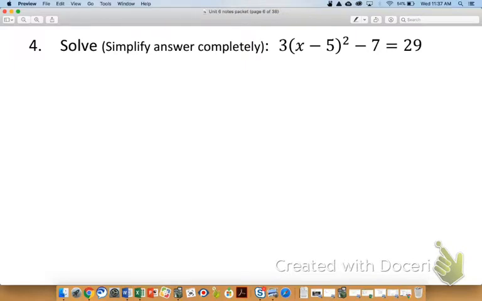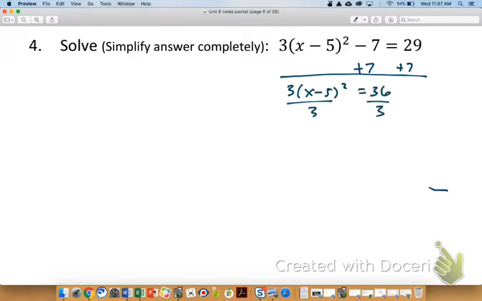So let me just show you this real quick. Let's reinforce and make sure you are doing the right steps and thinking the right things. You need to add 7 to both sides as a good first step. Saw just about everybody do that. And then I saw just about everybody say, I need to divide by 3 on both sides. That is also a very logical, good step. X minus 5 squared equals 12.